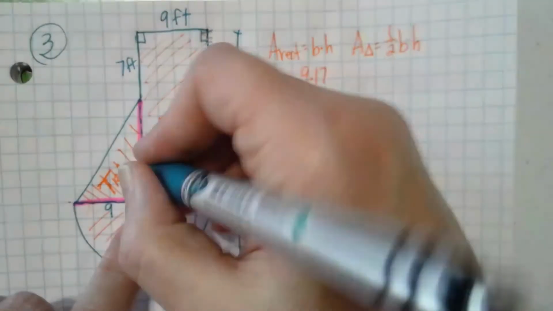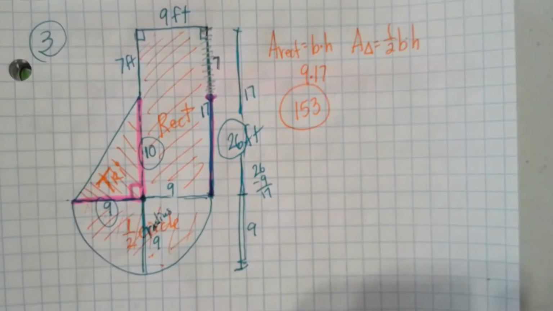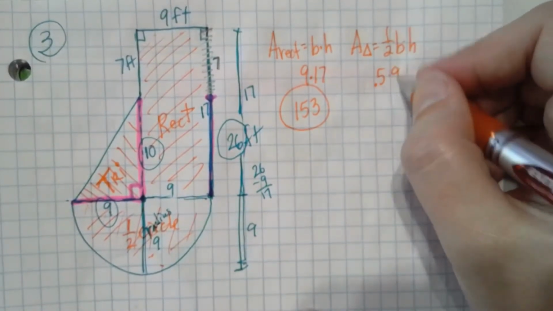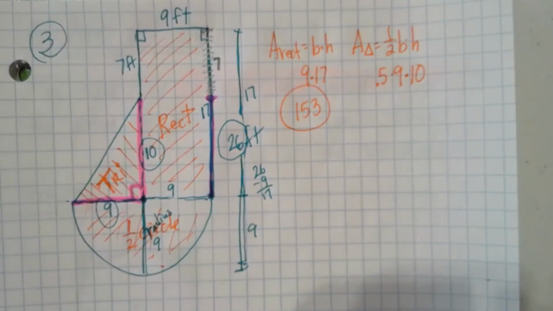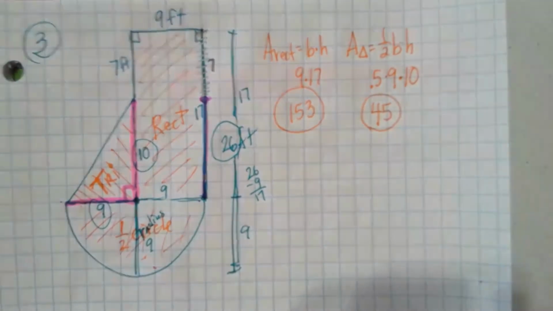Okay, cool. So now I'm going to use these two numbers, the 9 and the 10, to find the area of our triangle. So we're going to do half, 0.5, times 9 times 10. Half of 9 times 10. 9 times 10 is 90. Half of that is 45.